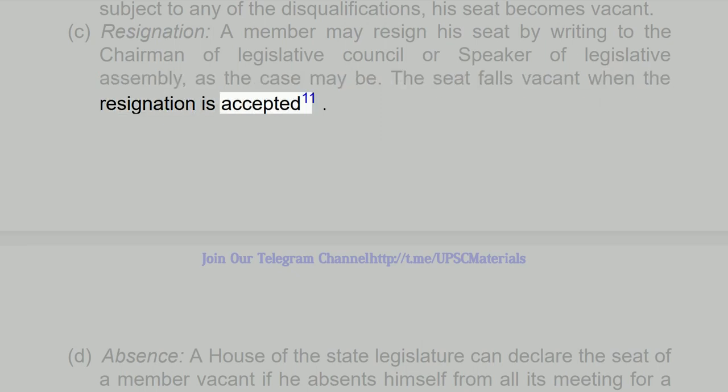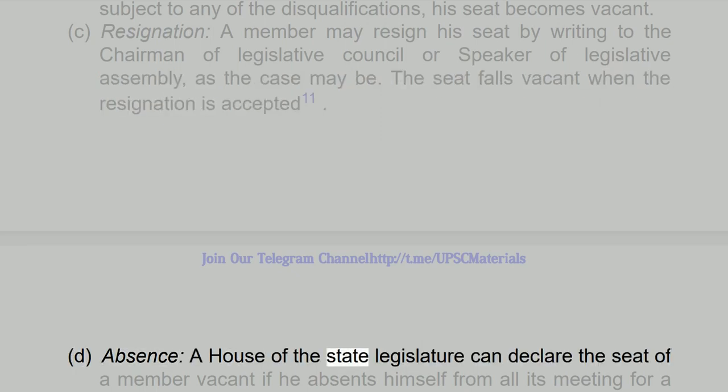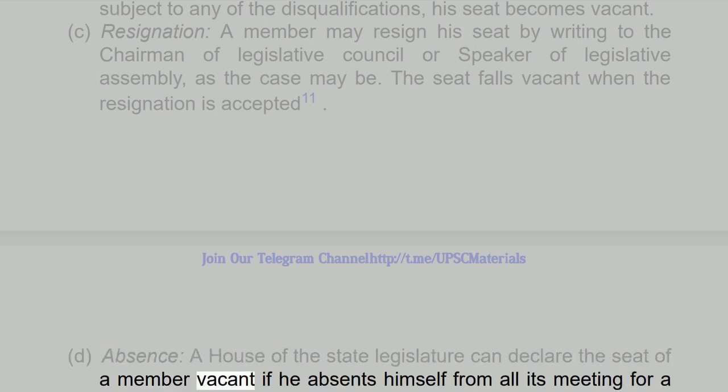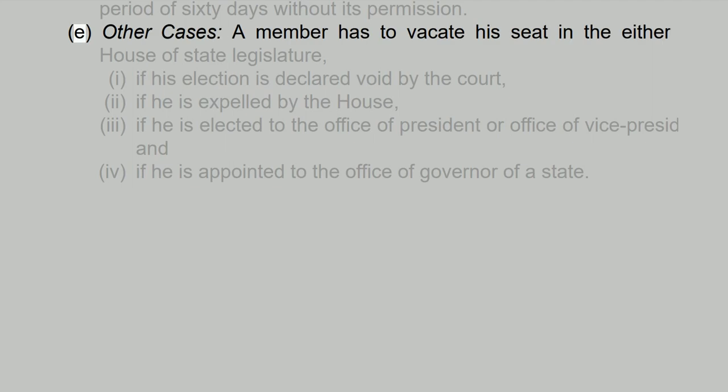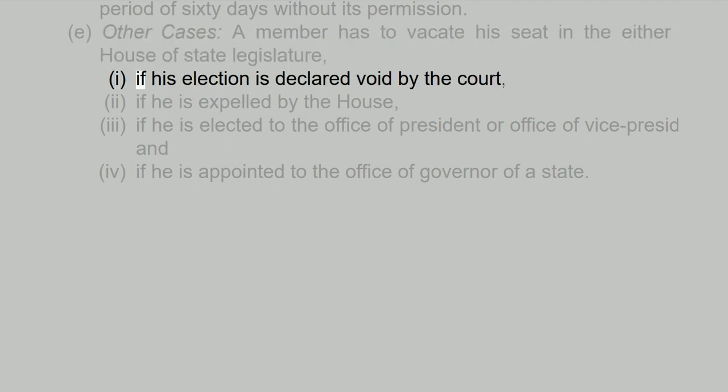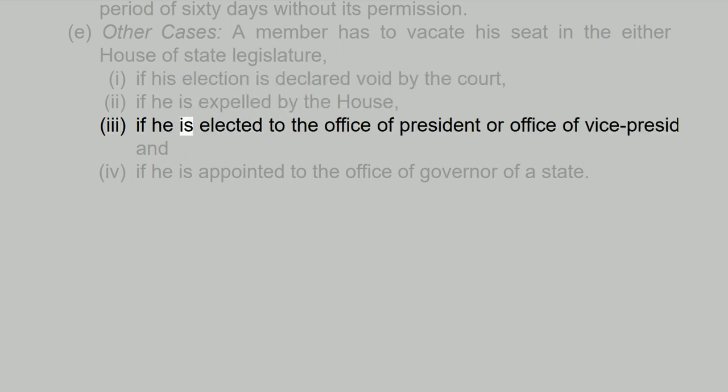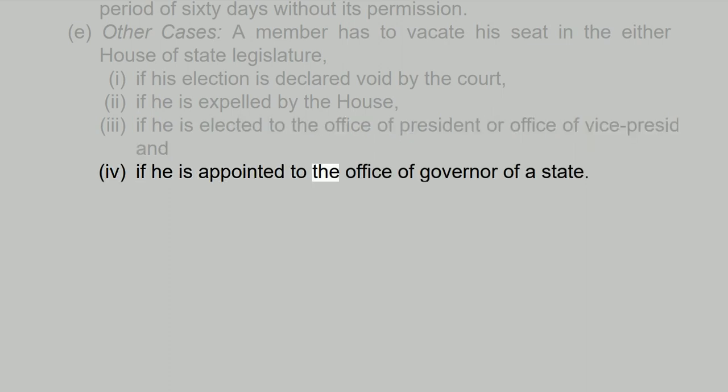D. Absence. A House of the State Legislature can declare the seat of a member vacant if he absents himself from all its meetings for a period of 60 days without its permission. E. Other cases, a member has to vacate his seat in either House of State Legislature. 1. If his election is declared void by the court. 2. If he is expelled by the House. 3. If he is elected to the office of President or Vice President. And 4. If he is appointed to the office of Governor of a state.